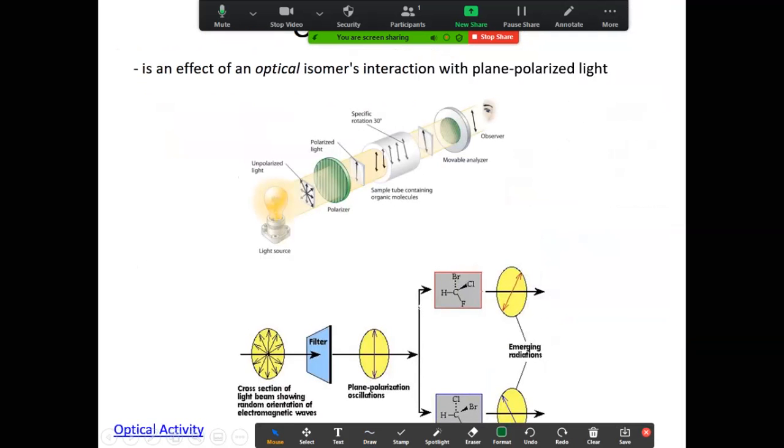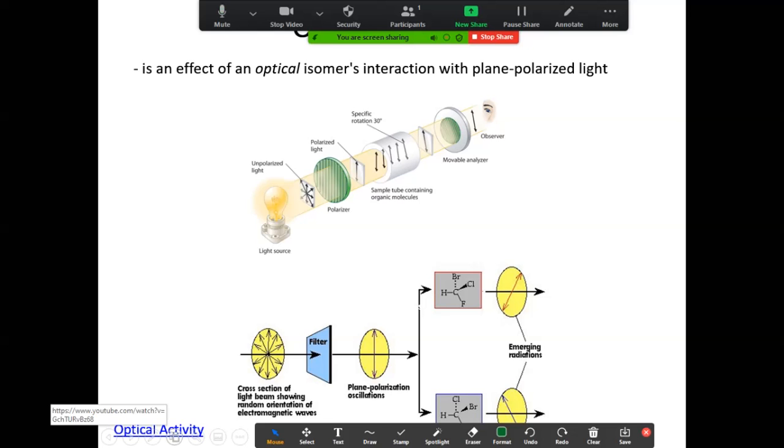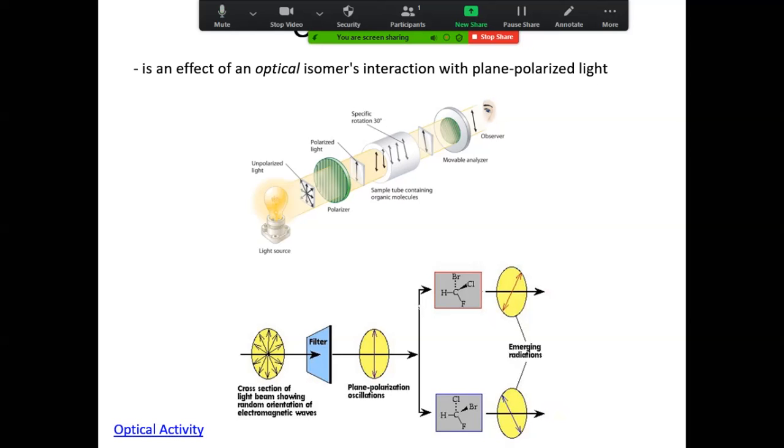So what is optical activity? You have unpolarized light, you have a polarizer, you rotate it a certain direction, and the substance that is optically active will disturb the polarized light or interact with the polarized light. And I have here a brief video on optical activity of sugars, which is kind of cool, so I'm going to show that for you.